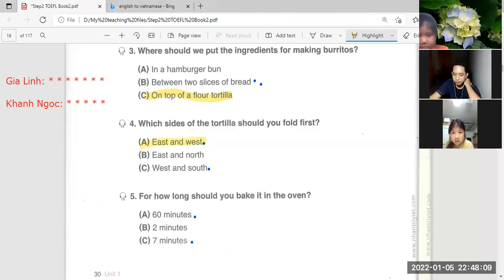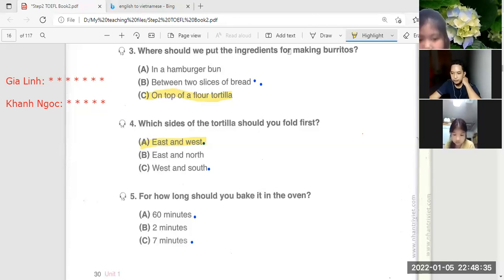Okay, next, number 5. Cover the ingredients. Then pull the south side over the east and west sides as you roll northward. Wrap your burrito up in a foil and bake it for 5 to 10 minutes in the oven. Finally, all you have to do now is to enjoy your tasty burrito.